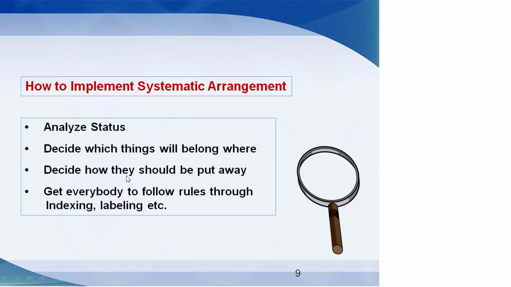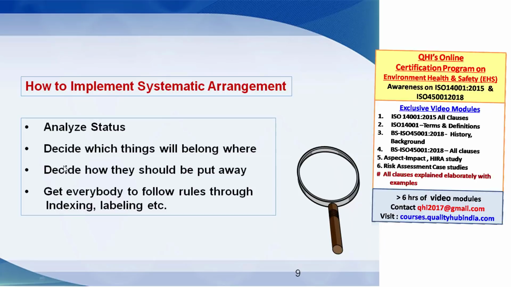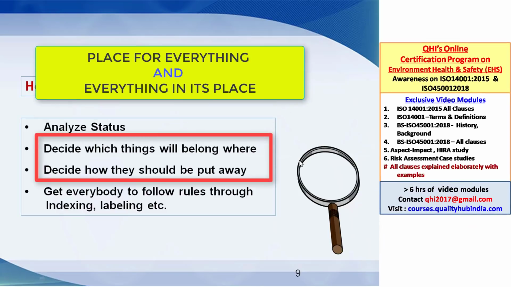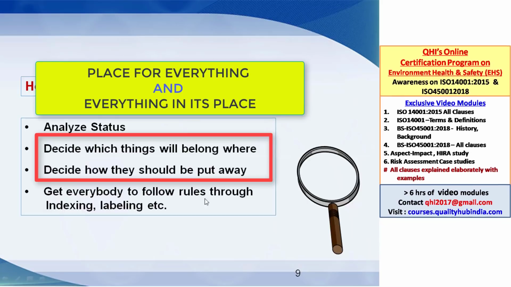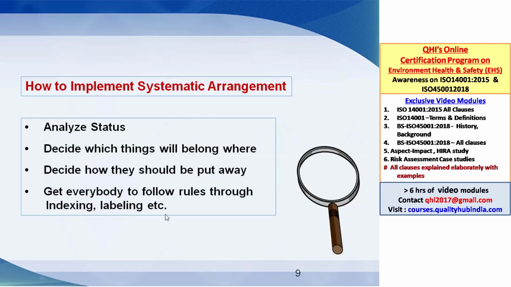And then you can decide how they should be put away. That means everything in its place. So these 2 points basically talk about a place for everything and everything in its place. And then get everybody to follow rules through indexing, labeling, etc.